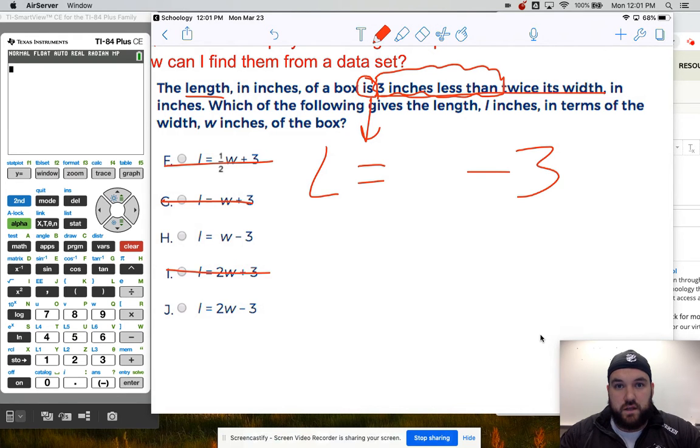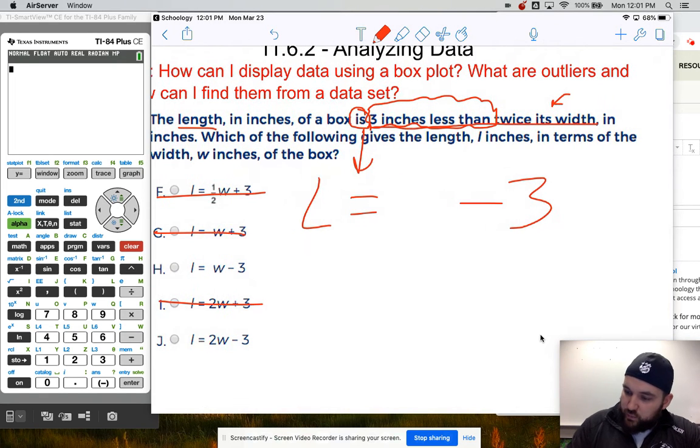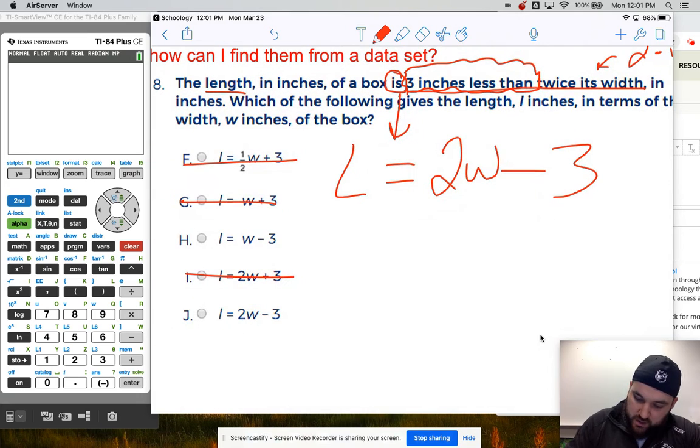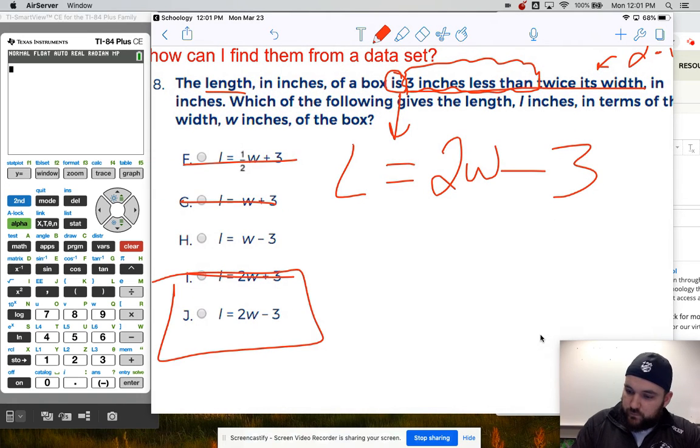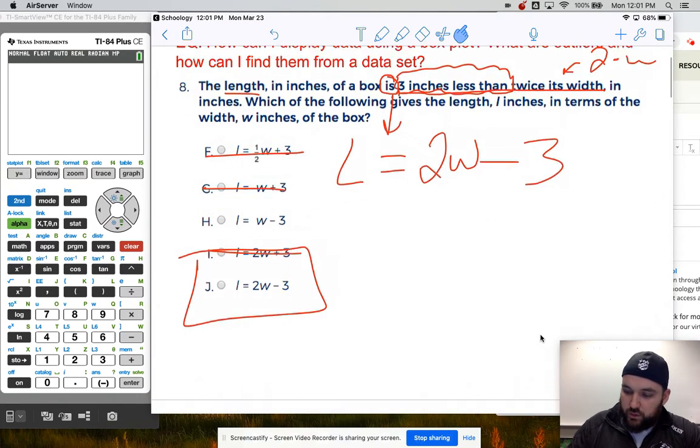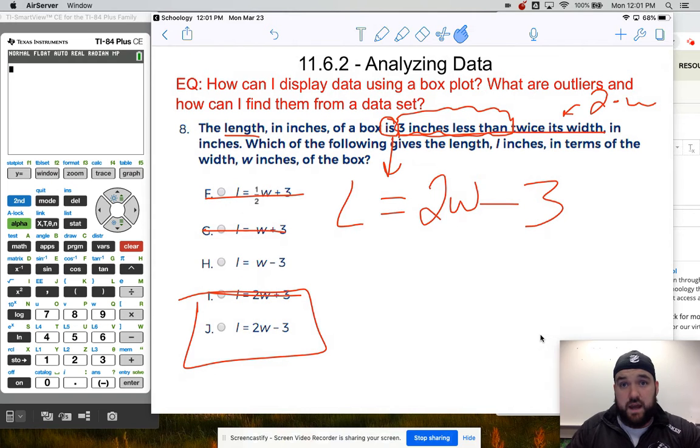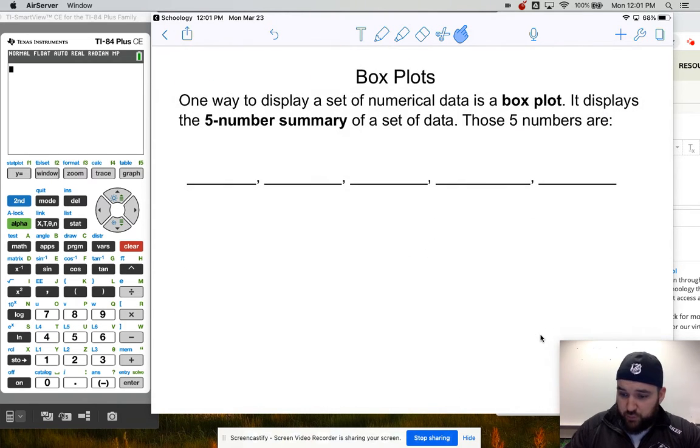Okay. So the length in inches of a box is 3 inches less than twice its width. Well, twice its width just means I'm going to multiply by 2. So I get 2w minus 3, which is option J. Okay. So nothing to do with data or statistics, but just a quick little get-your-brain-moving.